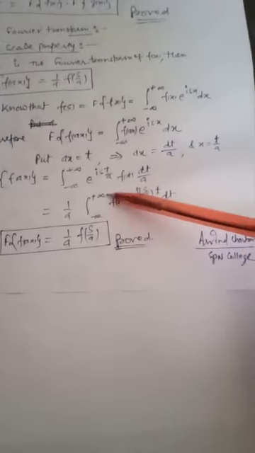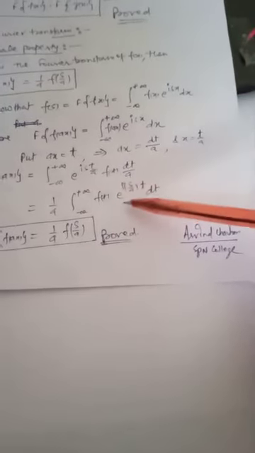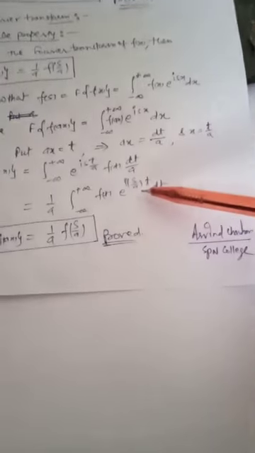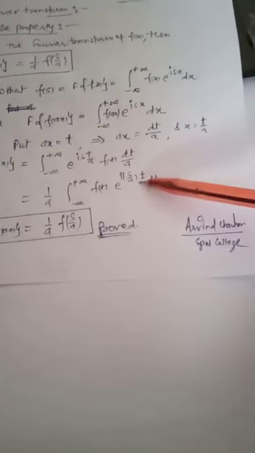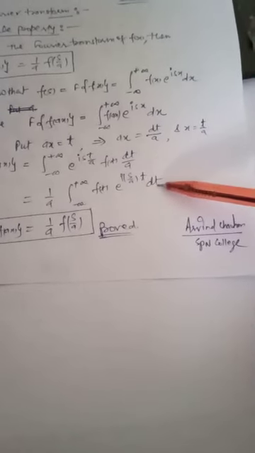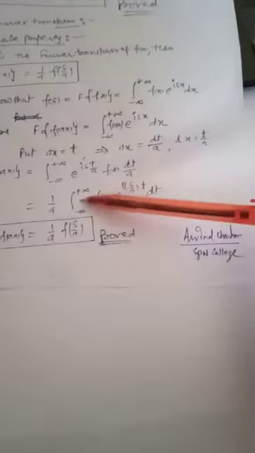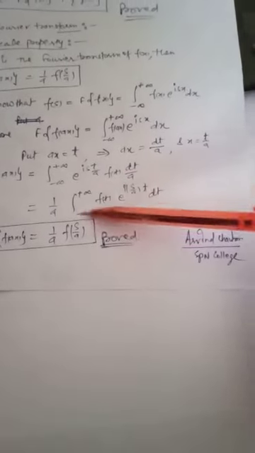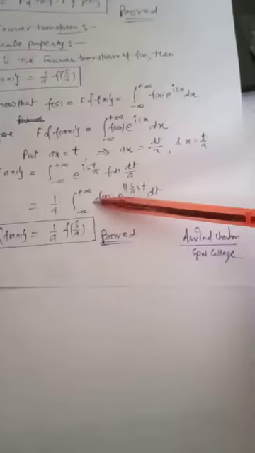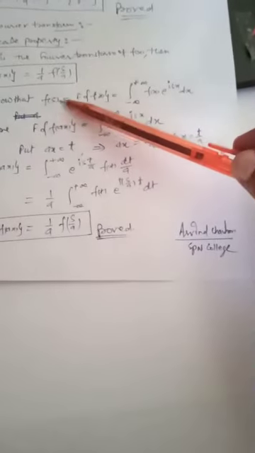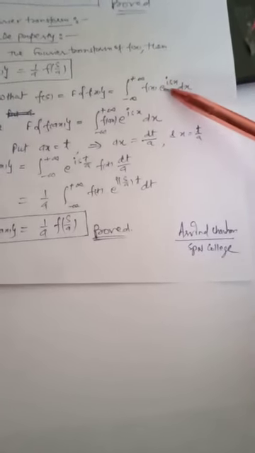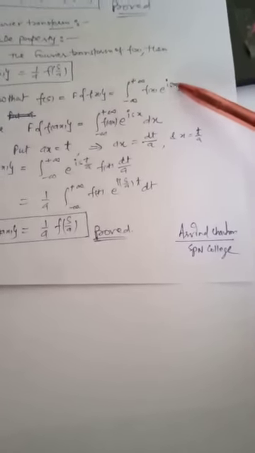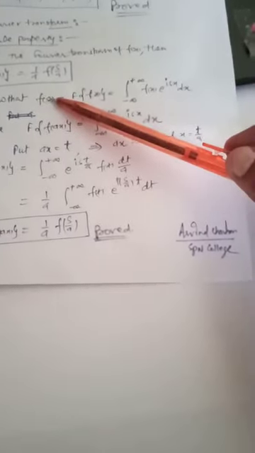So next line, 1 by a goes out because it's a constant. Minus infinity to plus infinity, f of t is here, exponential iota s by a times t and dt. This is basically again the Fourier transform representation. As you know, F of s is minus infinity to plus infinity f of x exponential iota s x. If s is here, then s is here. Now here s by a is here, then s by a is here.